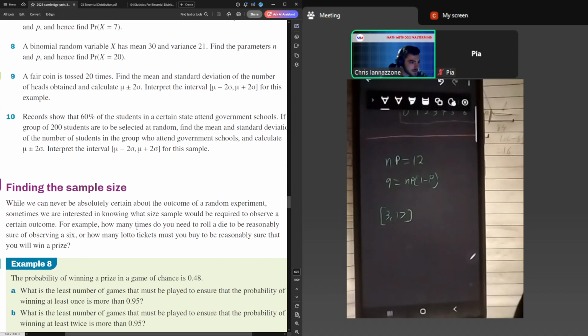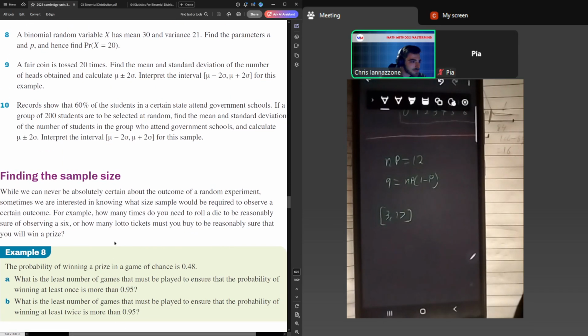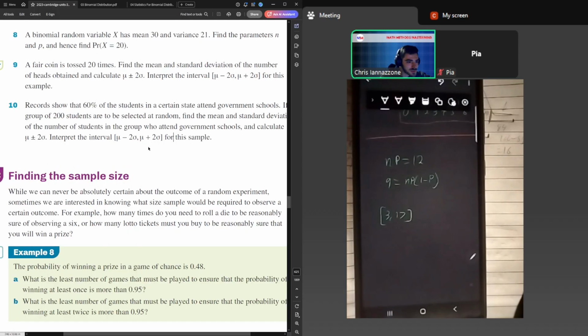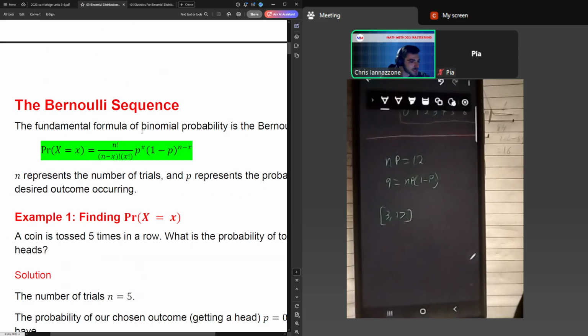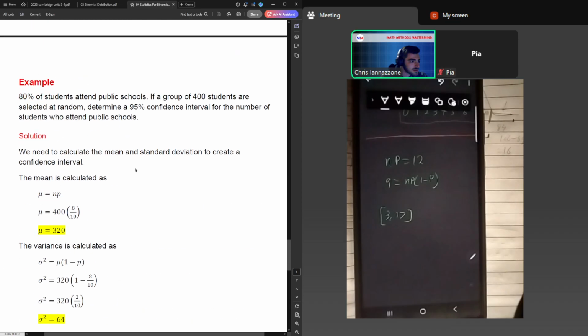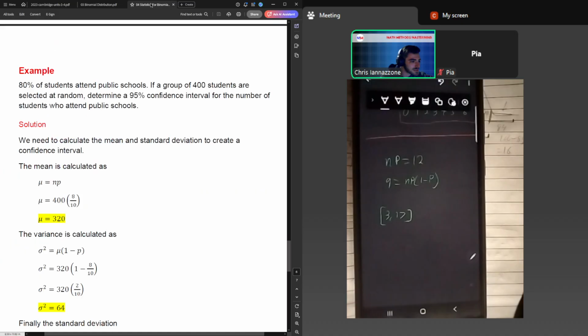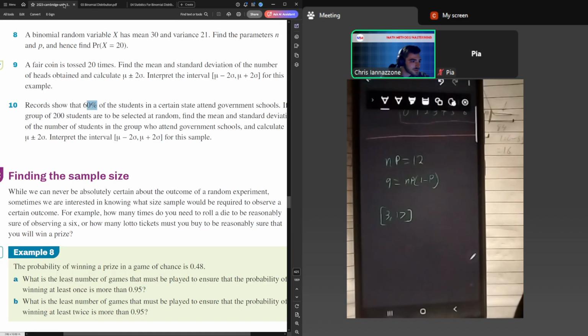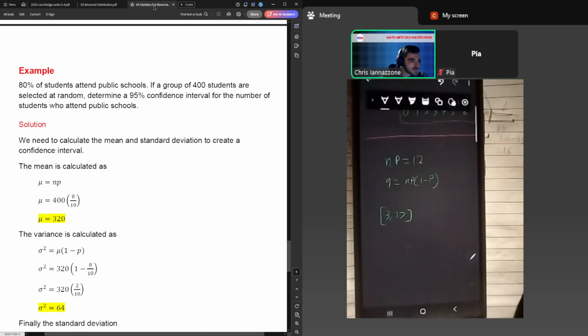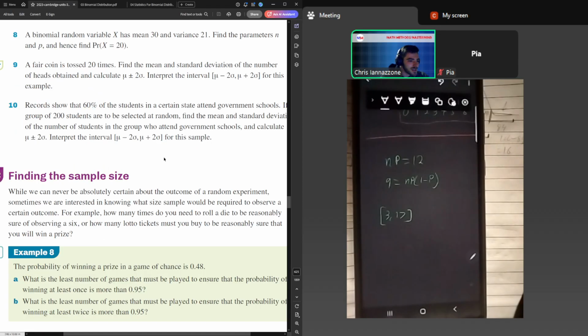Yeah, that's that. I think question 10 is going to be the same. P is 60%, n is 200, mean, standard deviation. Yeah, okay, it's the same thing. Except now it's students and schools, which I think was my example, actually. In fact, it might have been the same thing. Hang on. No, I did 80% and 400. Anyway, same thing.